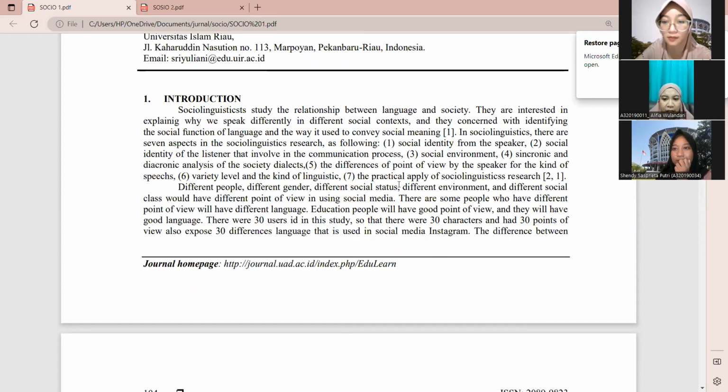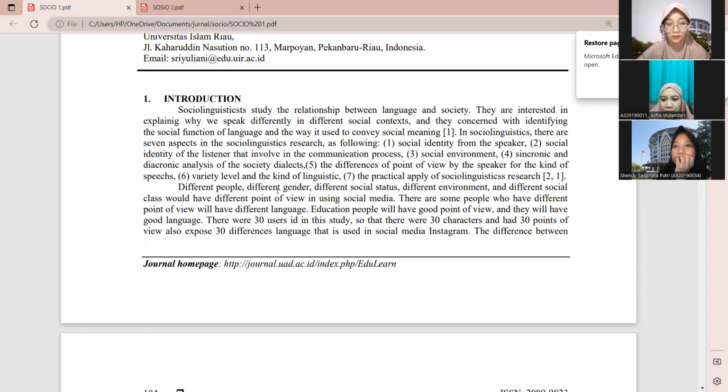In sociolinguistics, there are 7 aspects in the sociolinguistic research as follows. First, social identity of the speaker. Second, social identity of the listener that is involved in the communication process. Third, social environment. Fourth, synchronic and diachronic analysis of the kind of the social dialect. Fifth, the difference of point of view by the speaker for the kind of speech. Six, variety level and the kind of linguistic. Seven, the practical application of sociolinguistic research.